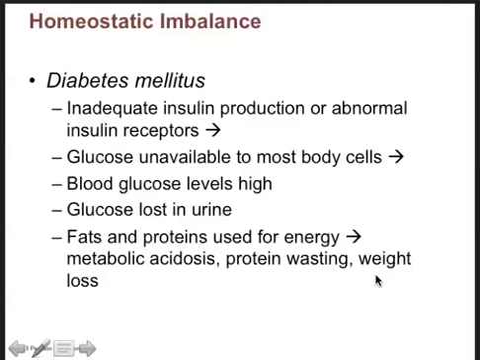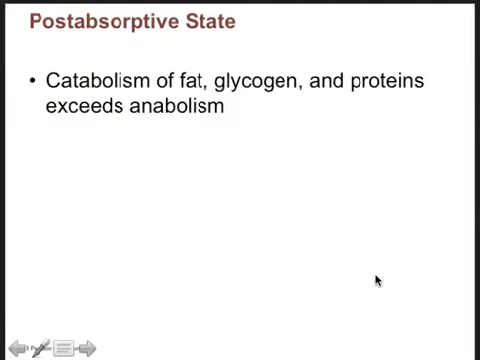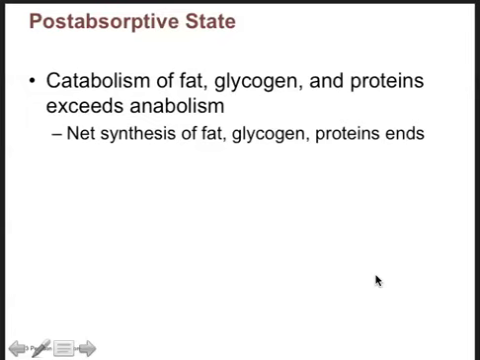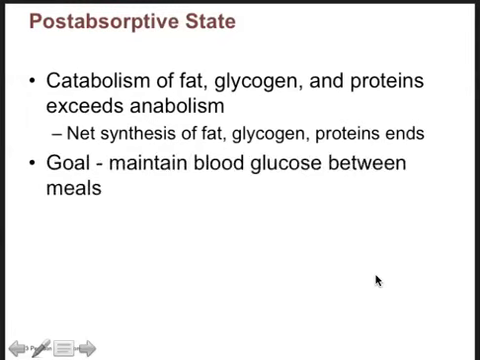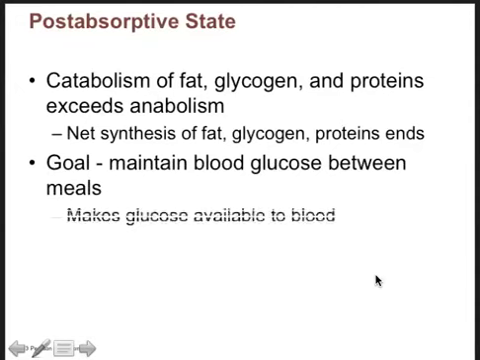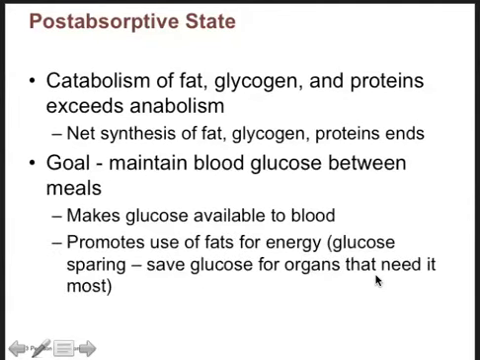In the post-absorptive state, we see breakdown of fat, glycogen, and protein, and this exceeds the anabolic reactions, basically the synthesis of macromolecules. So we have net synthesis of fat, glycogen, and protein ending. The goal is to maintain blood glucose levels between meals. This makes glucose available to the blood, and it promotes the use of fats for energy, so it has a glucose-sparing effect. It saves it for organs that need it the most, and those include things like the brain.